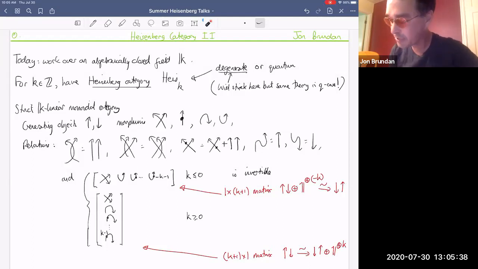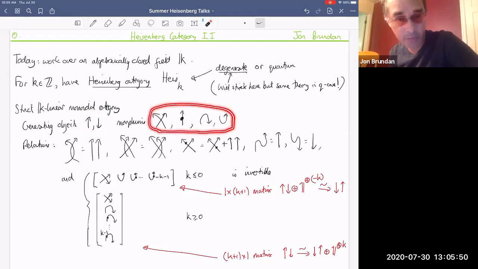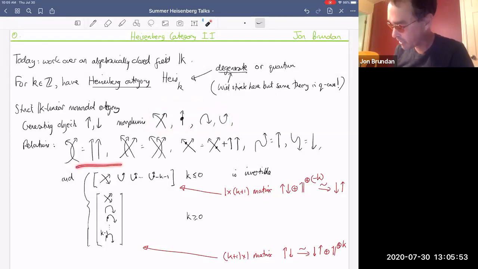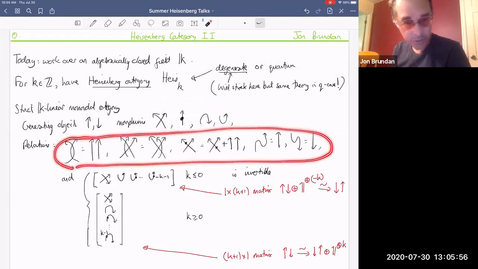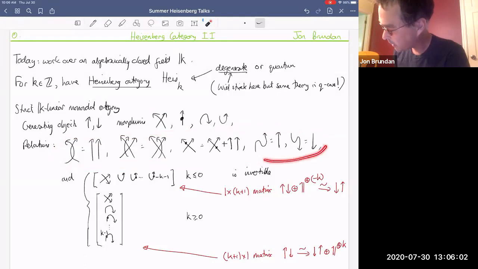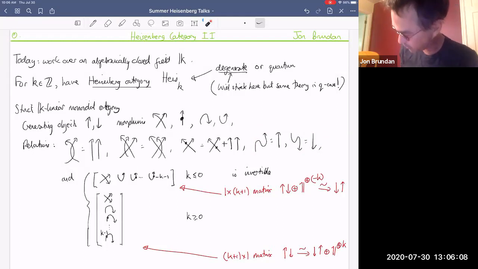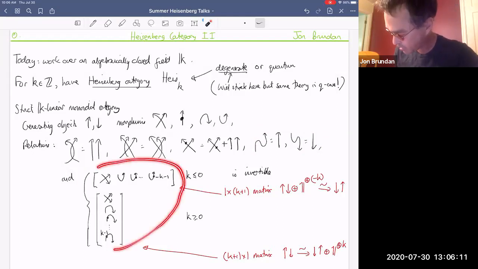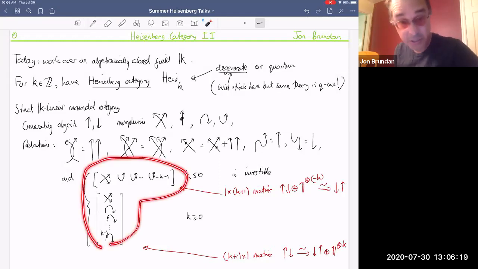So let's just really quickly remember the definition. That's a strict K-linear monoidal category. It's got just two generating objects, up and down, and then these four generating morphisms that we had last time. I've just written out the relations quickly again here, which should look fairly familiar. The first three relations are from the degenerate affine Hecke algebra. Then the down arrow is a right dual of the up arrow. And then this most difficult relation is saying that this matrix, which depends on whether the central charge K is negative or positive, has to have a two-sided inverse.